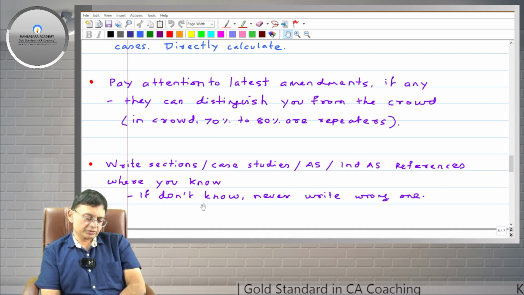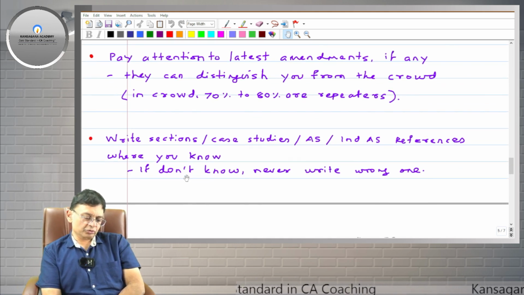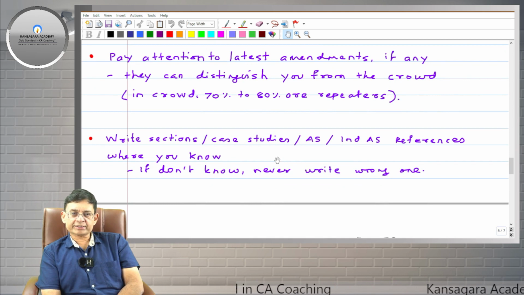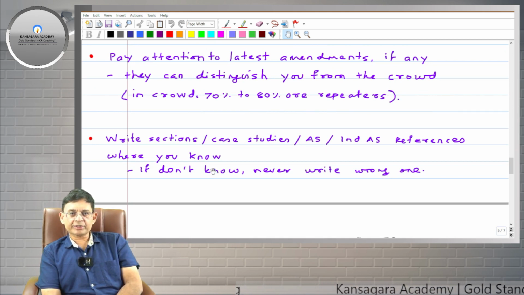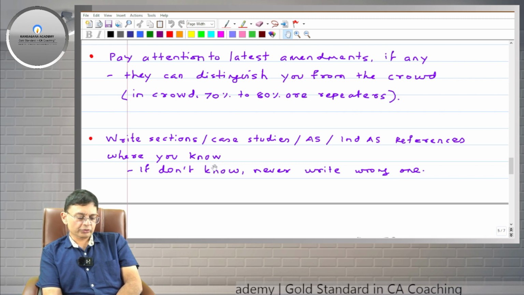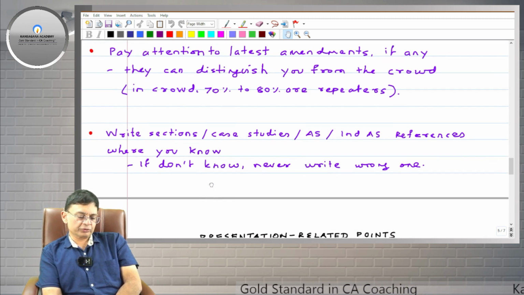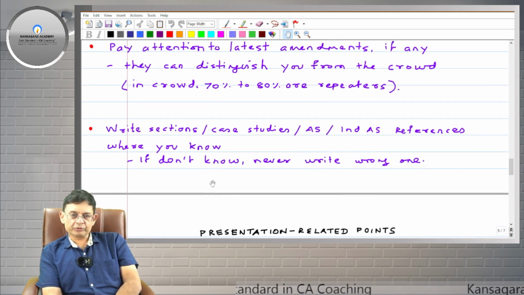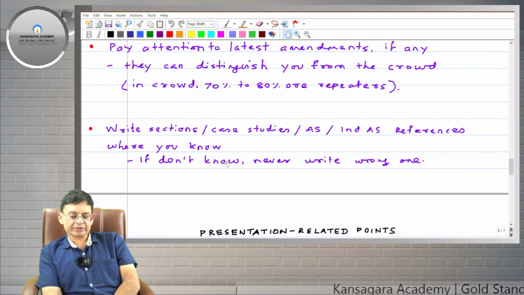And then students always remember, whether to write sections or case study references or AS index, this may not be much relevant for the AFM paper, but it is definitely relevant for your DT paper and law papers, DT and law. So here the rule is that wherever you know, do write these sections, but only write correct references, correct section numbers or correct index numbers.